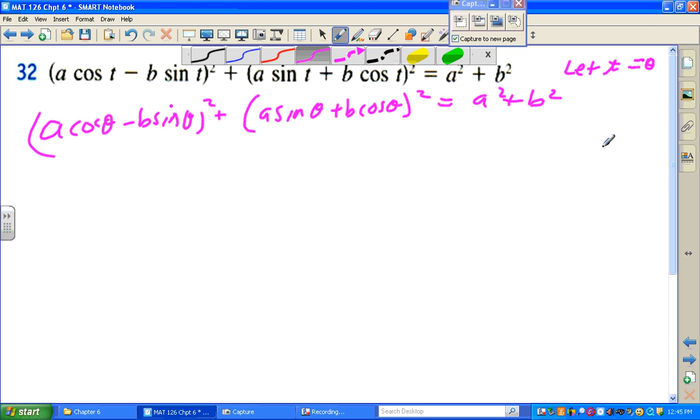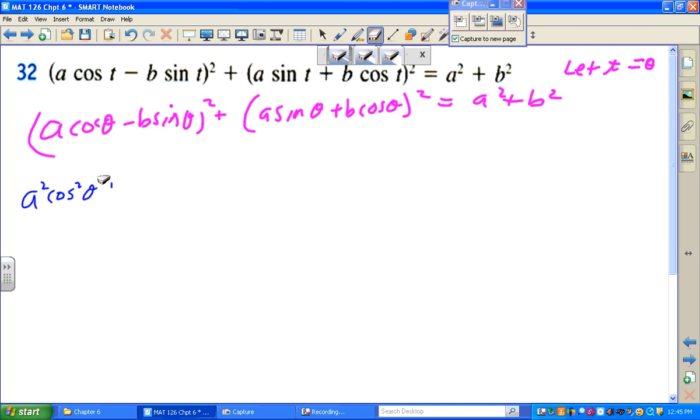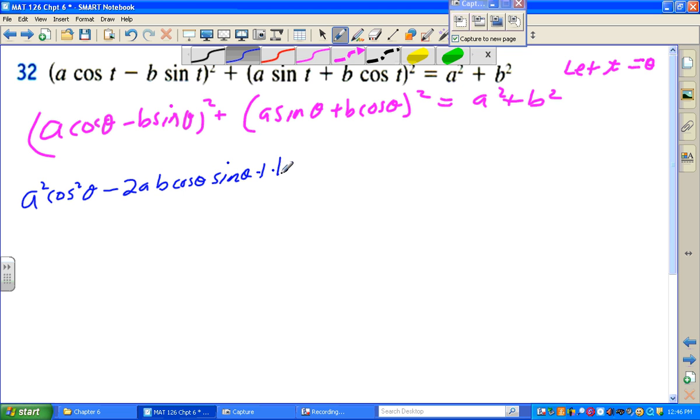All right, anybody want to do the right side? Can we do the left, please? All right, left side. What should we do? Obviously, multiply it out. FOILing is when you distribute twice. I think we can just use a shortcut for this. We know it's going to be A squared cosine squared theta minus 2AB cosine theta sine theta plus B squared sine squared theta.